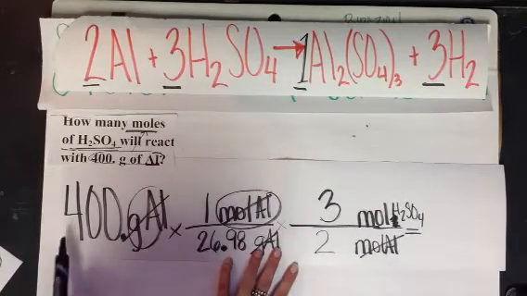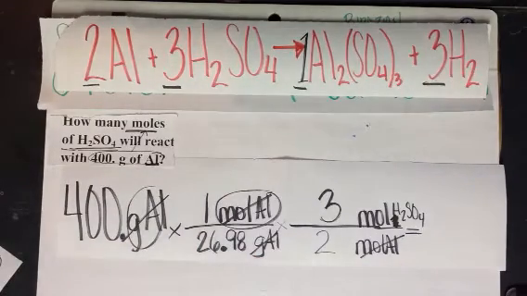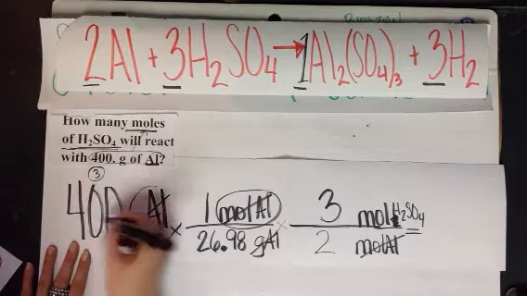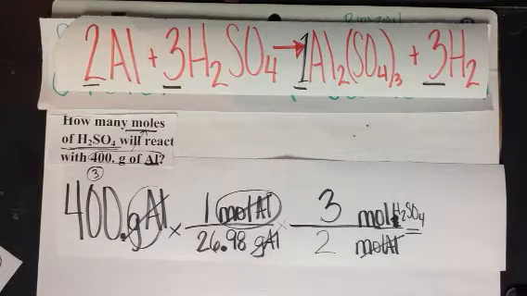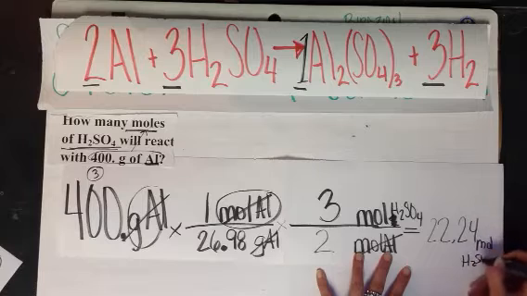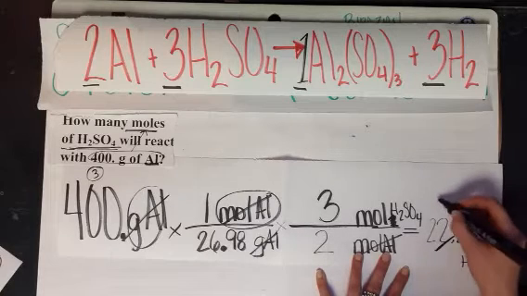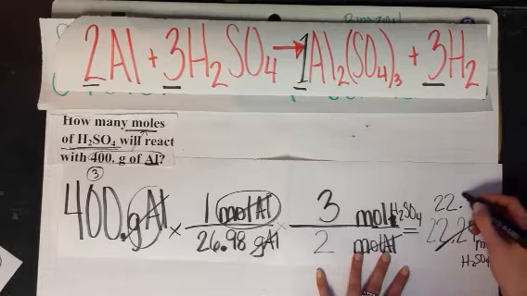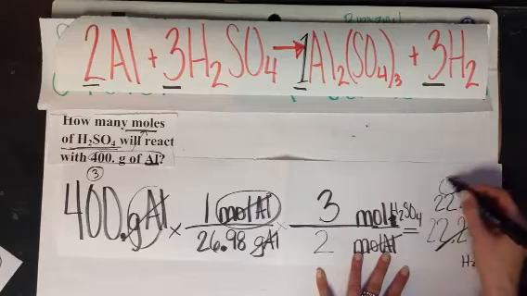This is the part where you need to calculate. Take 400 divided by 26.98, times it by 3 divided by 2. And you should get some answer. Round it to 1, 2, 3 sig figs. Remember, 3 sig figs, because the decimal's present, makes trailing zeros significant. I believe you should get something like 22.2387 moles, which rounds to 22.2 moles of H2SO4. 1, 2, 3 sig figs to match 3 sig figs.